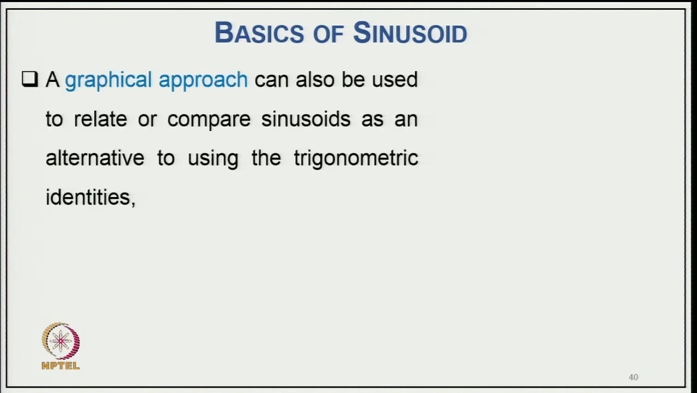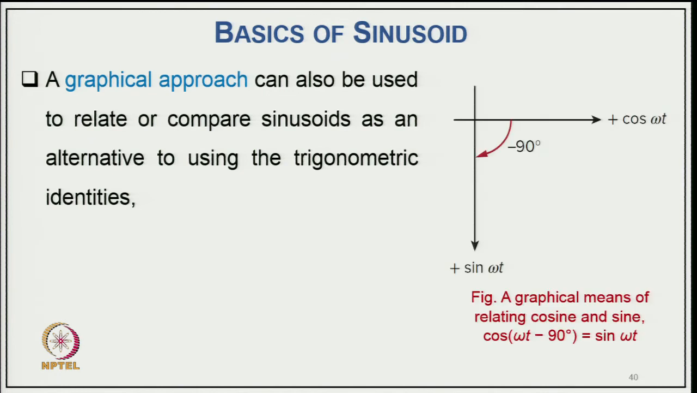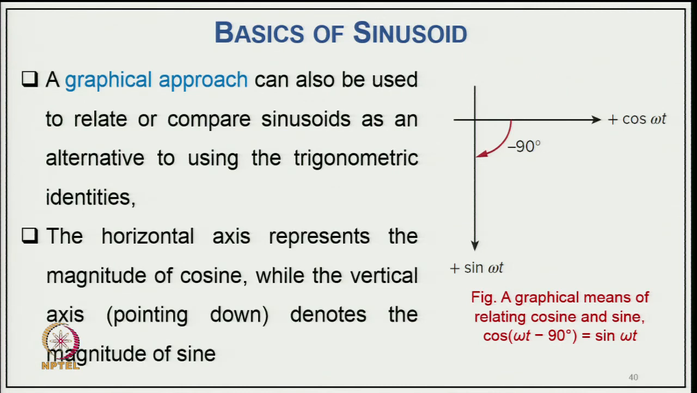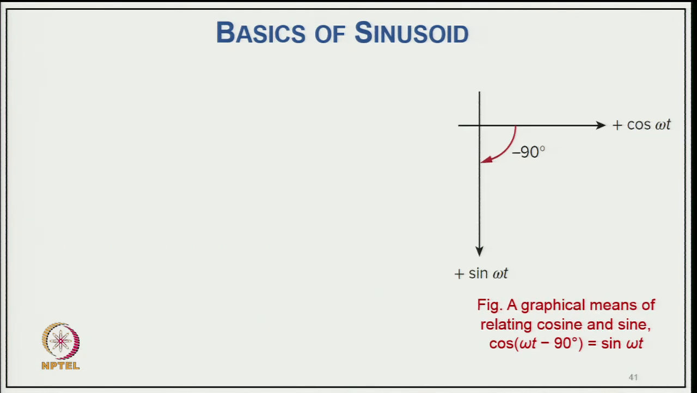A graphical approach can also be used to relate or compare sinusoids as an alternative to using trigonometric identities. You can say that cos ωt lagging by 90 degrees is typically sin ωt. So a graphical representation relates the cosine and sine waves: cos(ωt − 90°) equal to sin ωt. The horizontal axis represents the magnitude of cosine, while the vertical axis pointing down denotes the magnitude of sine.